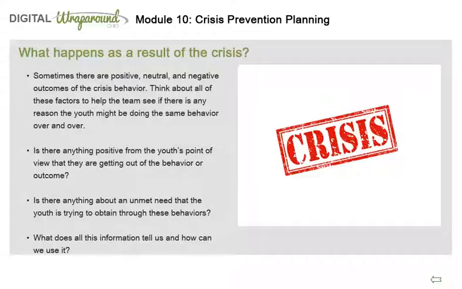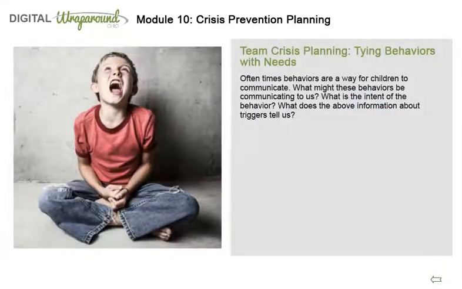Is there anything positive from the youth's point of view that they are getting out of the behavior or outcome? Is there anything about an unmet need that the youth is trying to obtain through these behaviors? What does all this information tell us, and how can we use it? Working through these steps of understanding the behavior helps those on the team make an educated guess about what the youth needs on a deeper level.